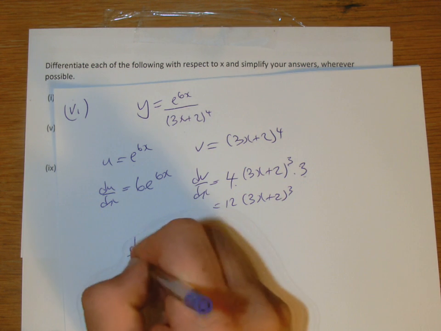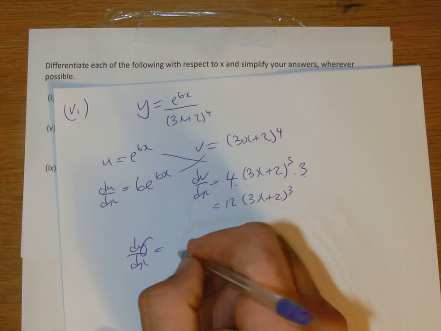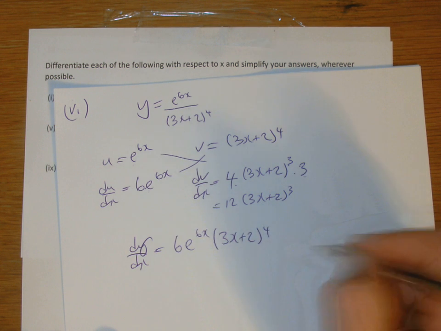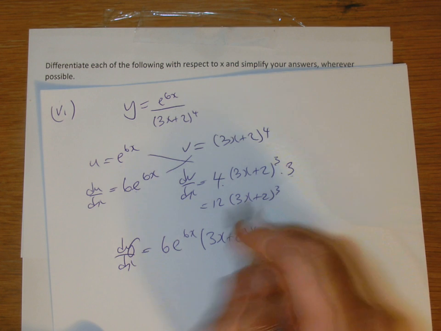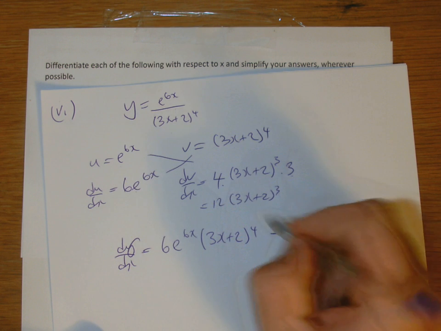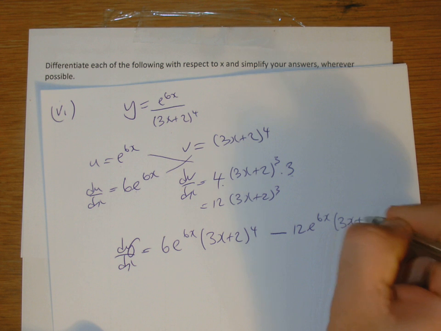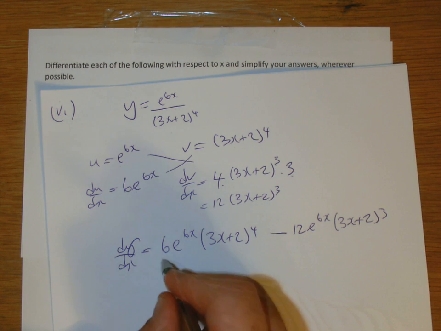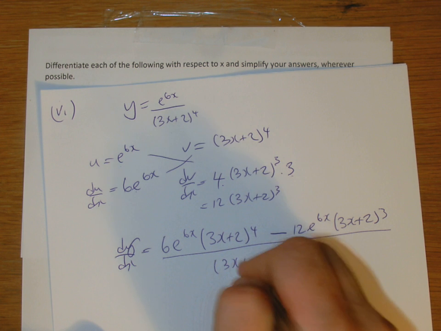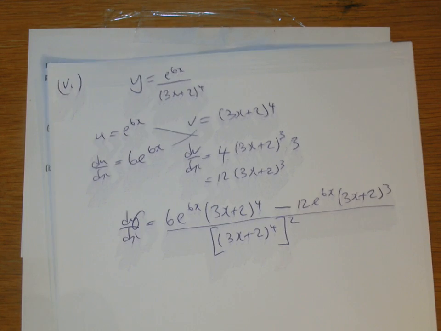So the quotient rule then is this times this, this times this. So you've got this times that, so it'd be 6e to the 6x bracket (3x plus 2) to the power 4. Okay. Take away, of course, so it's v du/dx, take away u dv/dx, so take away this times this. So this times this will be 12e to the 6x bracket (3x plus 2) all cubed, all over v squared. So that's your v. And of course we need to square this, so maybe use a square bracket if you want, so it doesn't get too confusing.